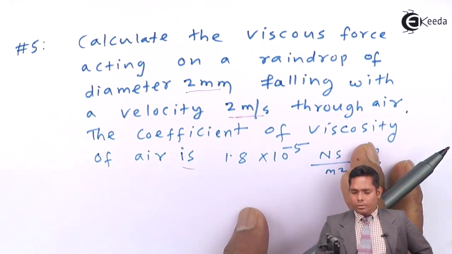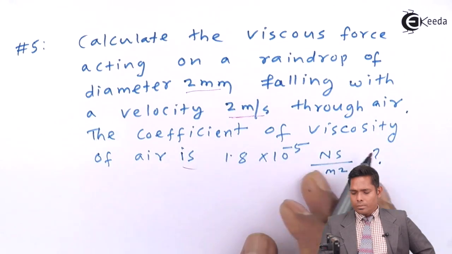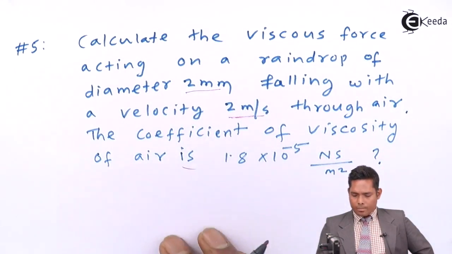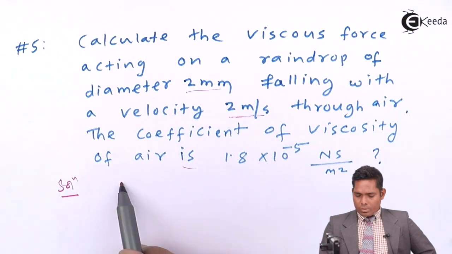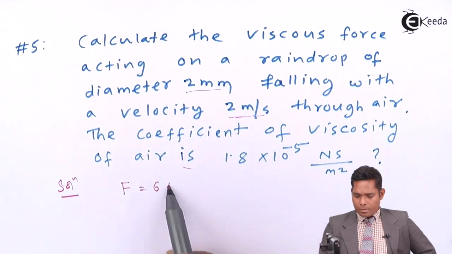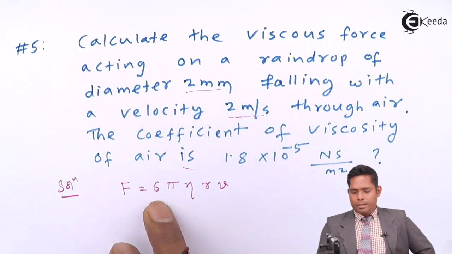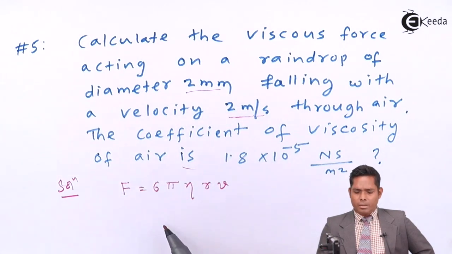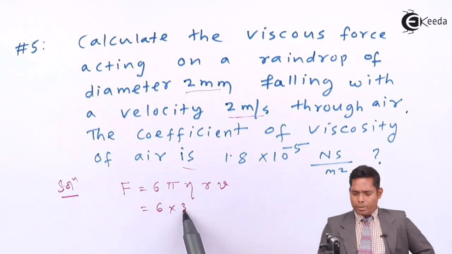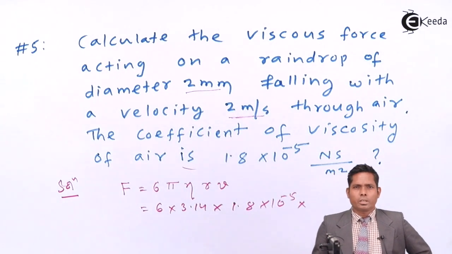The coefficient of viscosity is given as 1.8 × 10⁻⁵ in the SI system. So, viscous force solution. The viscous force is 6 pi eta rv. You can put the value directly, nothing much is given. 6 into pi is 3.14, eta is 1.8 × 10⁻⁵. R here: the diameter is 2 mm, so radius is 1 mm.